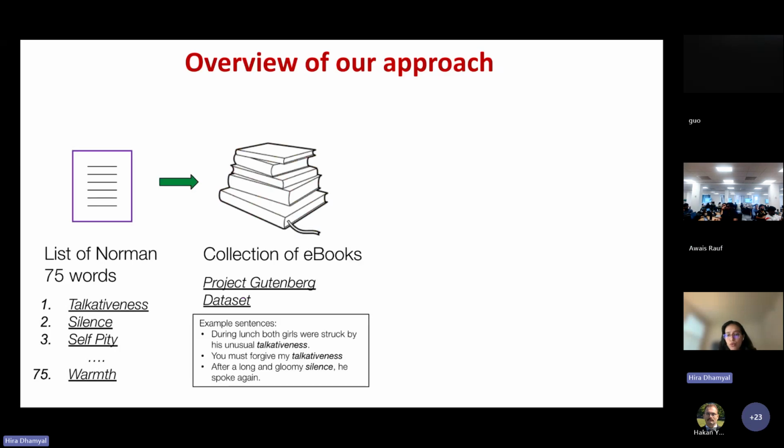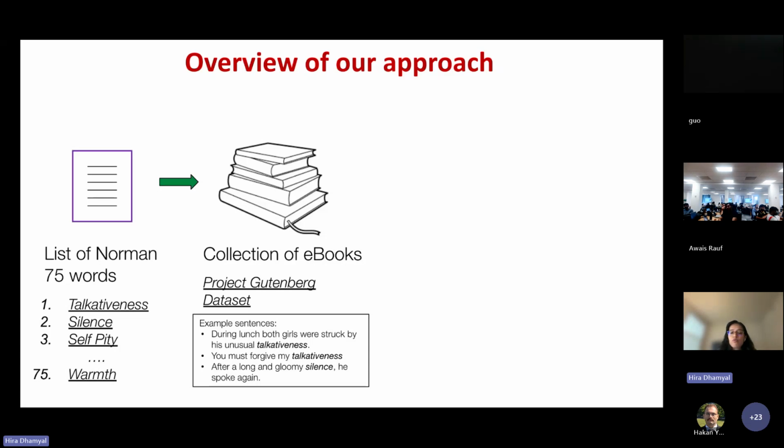We look at the Project Gutenberg dataset, which is an open source dataset, and I encourage you to look into it. It's a collection of ebooks, a really good collection of many different books. We have these words, but we want to pick sentences where these words are being used to describe other people. For example, one of the sentences that includes talkativeness is, "During lunch, both girls were struck by his unusual talkativeness." So this word is being used to describe a guy's behavior in some way, right?